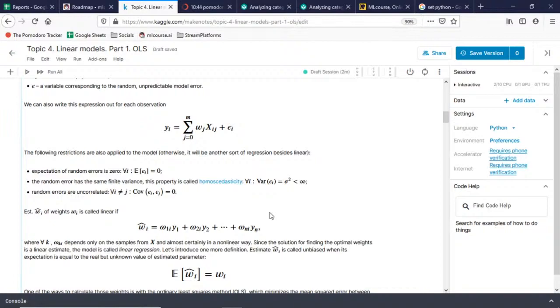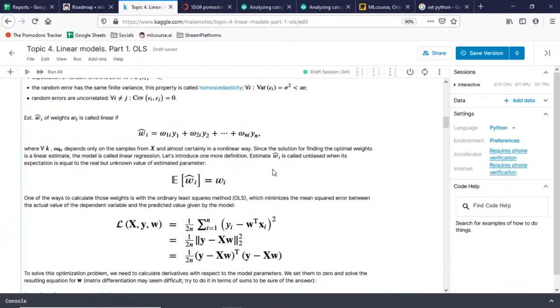An estimate of weights is called linear if each weight depends only on the samples from X, and, almost certainly, in a linear way. In the solution for finding the optimal weight with a linear estimate, the model is called linear regression. Let's introduce one more definition. An estimate is called unbiased when its expectation is equal to the real but unknown value of the estimated parameter.